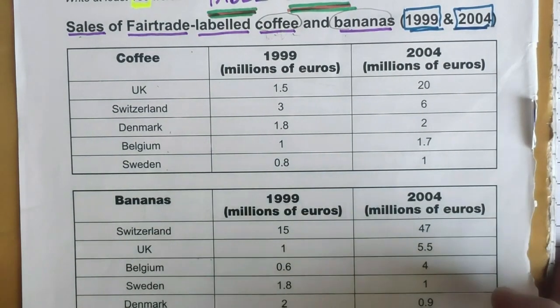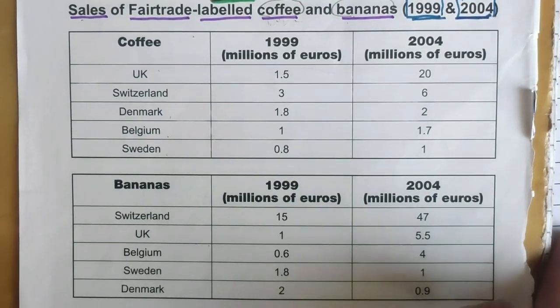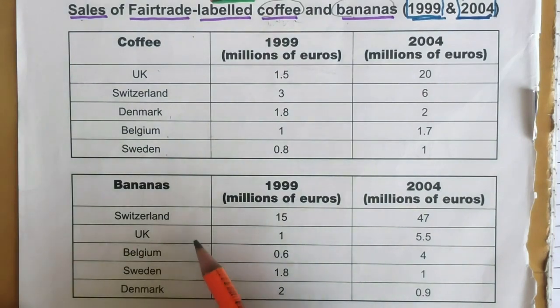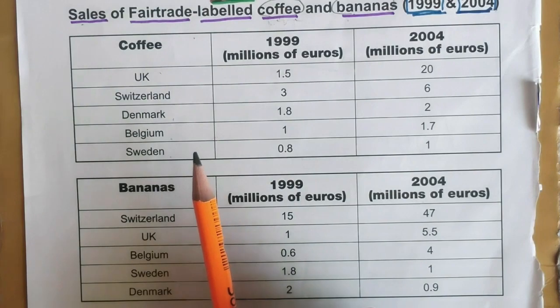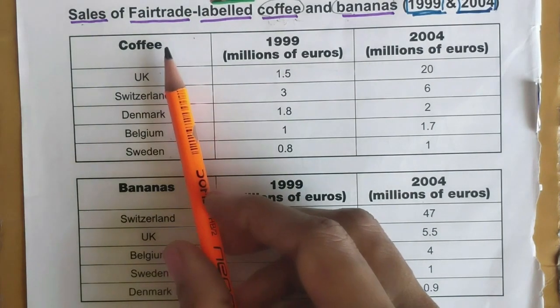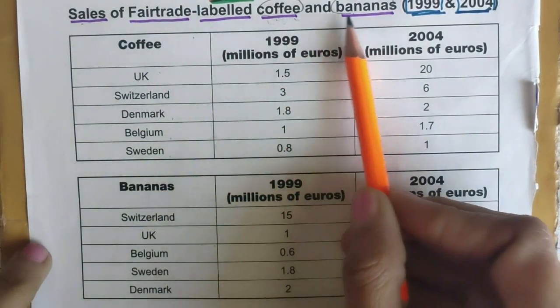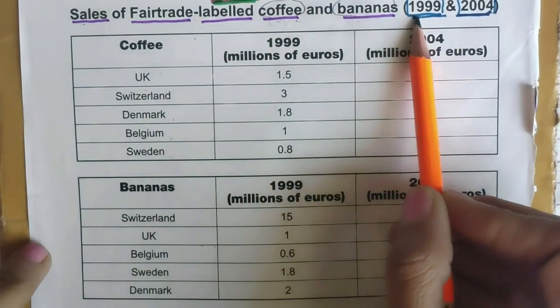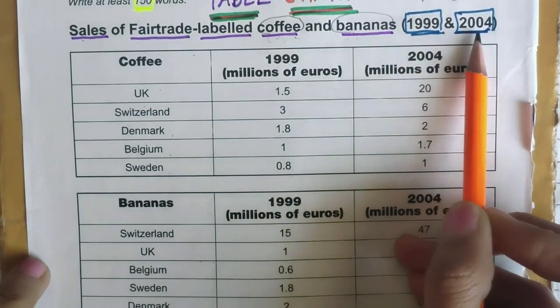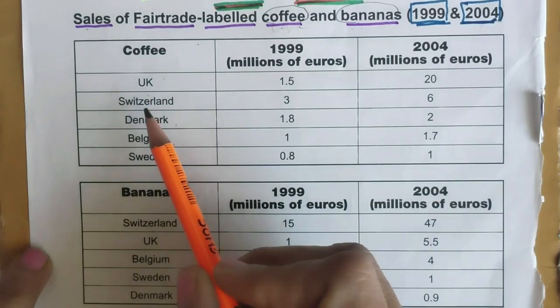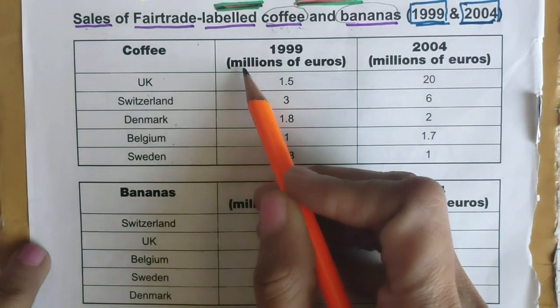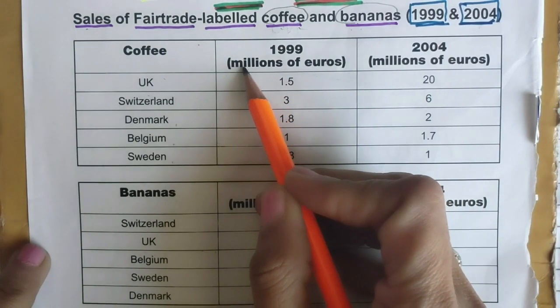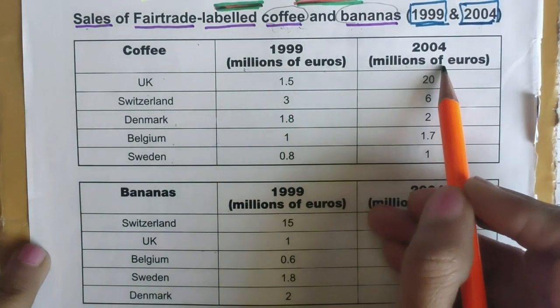How are we going to do it? Let's look at the table. Let's interpret the table. First of all, coffee. There are 2 products, 5 countries, and 2 years, 1999 and 2004. So let's look at the coffee. Of course the information or data is given in millions of euros.